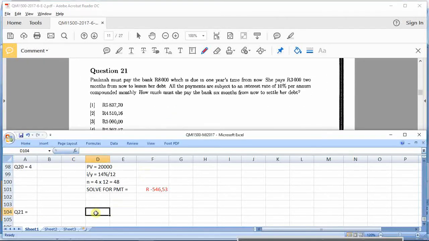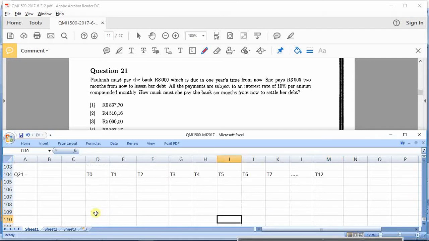Okay, question 21. Again, time value of money. P must pay the bank 8,000, which is due in 1 year's time from now. She pays 3,000 2 months from now to lessen the debt. All the payments are subject to interest. Okay, so now we've got to draw a timeline when you see that. T1, T2, T3, T4, T5, T6, T7, T8, and so on, until T12.